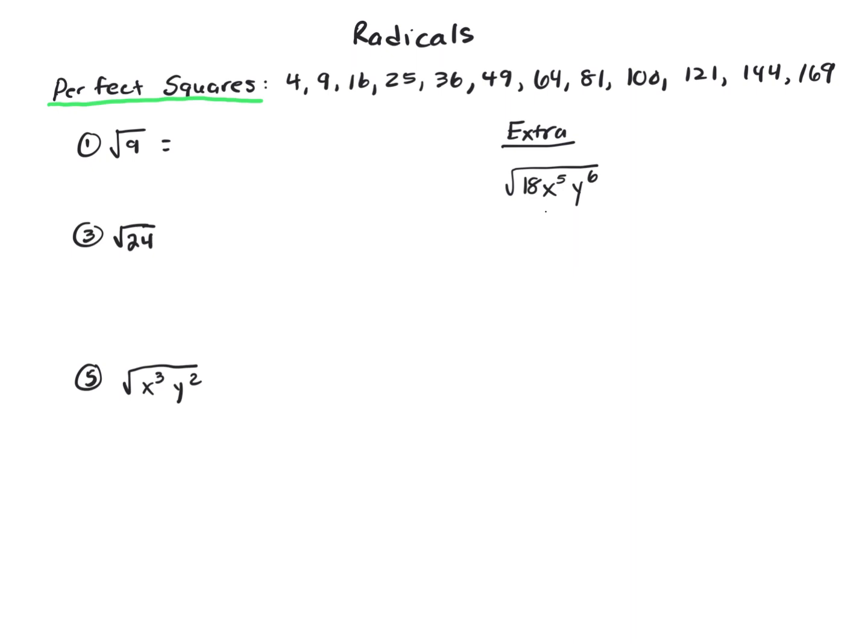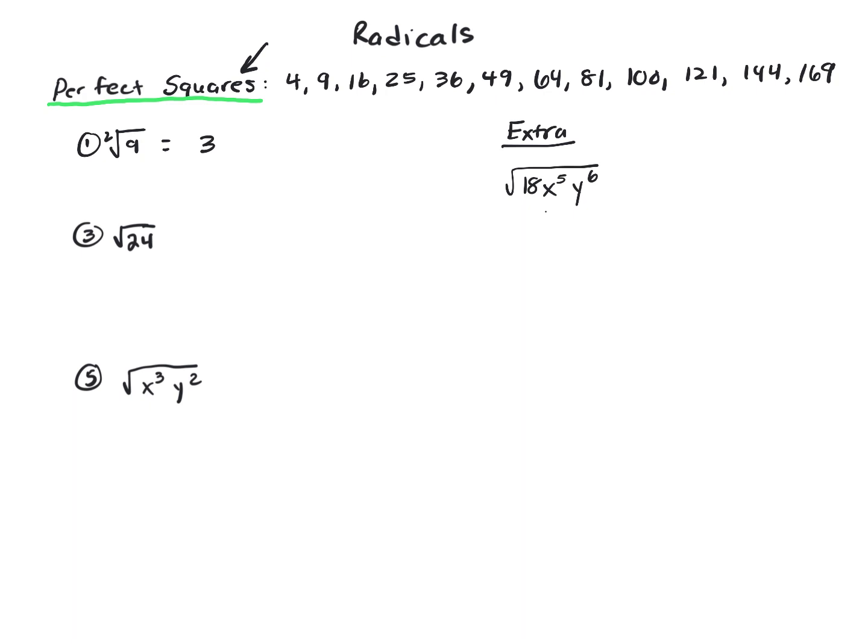I've written at the top perfect squares. I would memorize those. Look at number 1. What times what gives you 9? This is a square root. There's understood to be a 2 there, but you do not have to write it. So the square root of 9 would be 3, because 3 times 3 is 9.